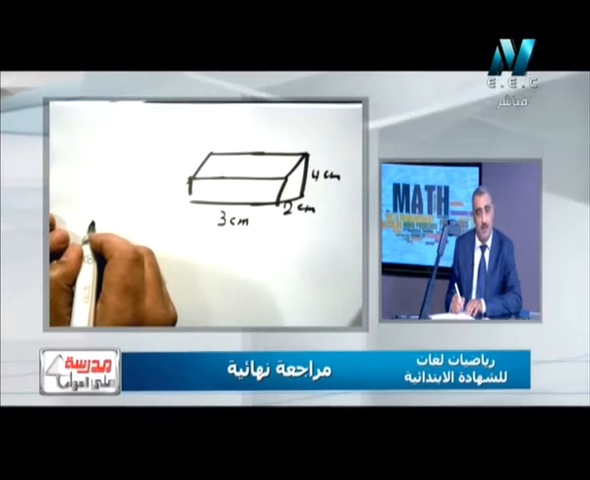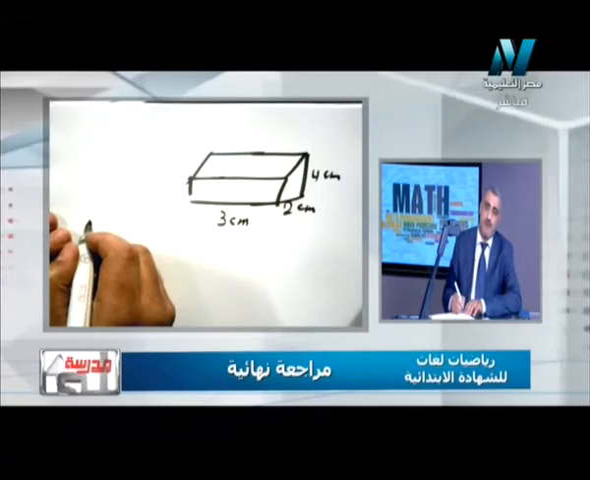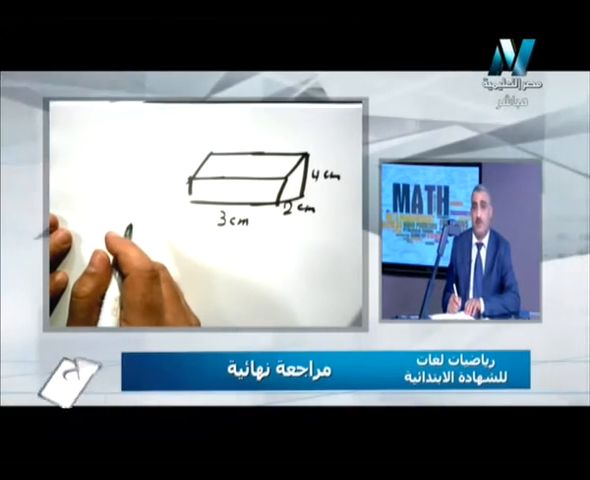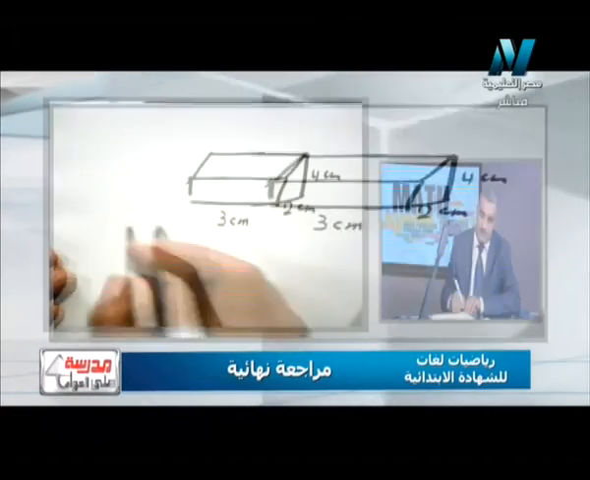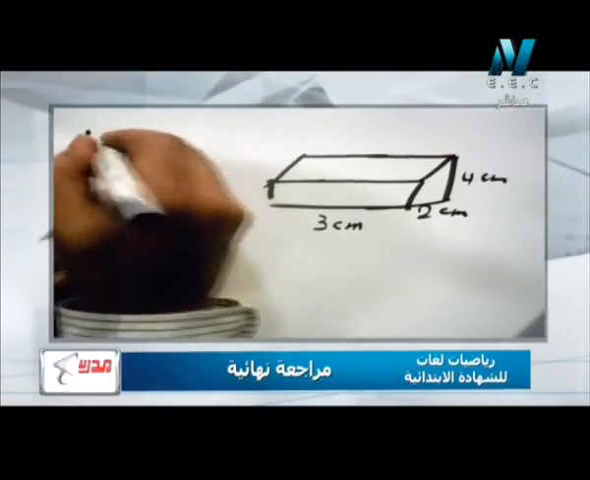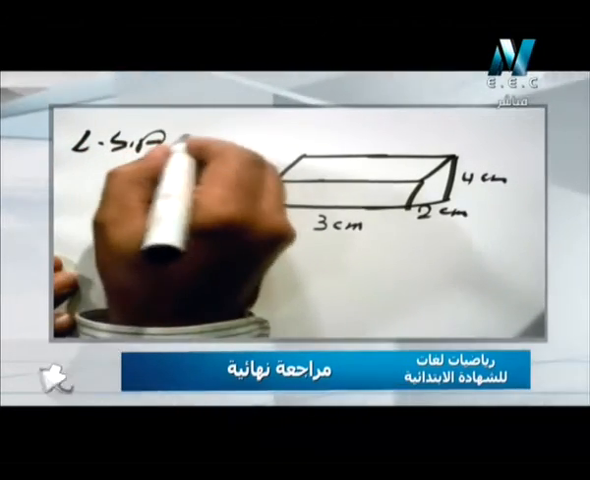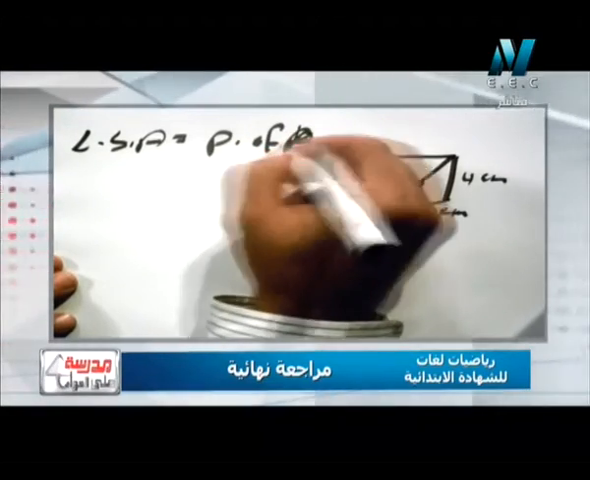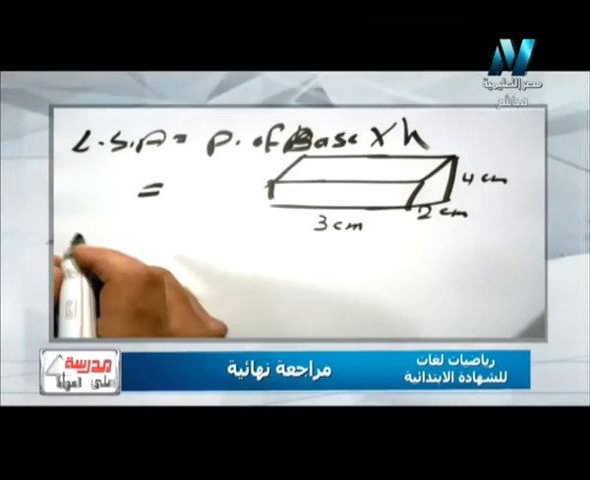Very important. How can you find the lateral surface area? We have a very important rule to find the lateral surface area of any cuboid: perimeter of base times the height. Lateral surface area of any cuboid, my dear students, equals perimeter of the base times the height. How can we find the perimeter of the base?